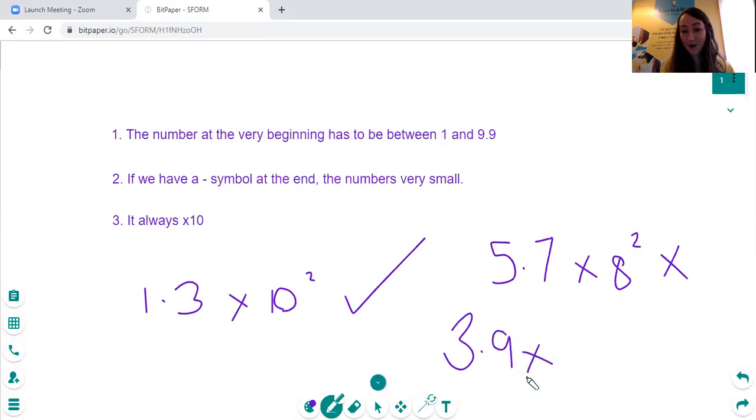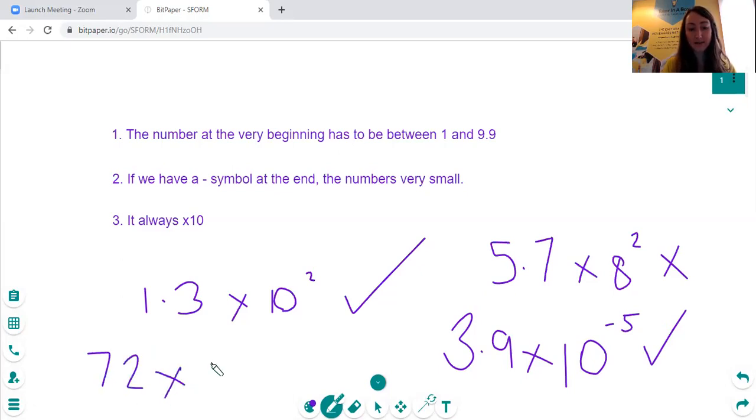3.9 times 10 to the power of minus 5. Is that in standard form? Yes. It doesn't matter that we've got a minus there. It just means the number's really, really small. And one final one, 72 times 10 to the power of 4. Is that in standard form? No, because 72 is bigger than 9.9. So that is not in standard form.